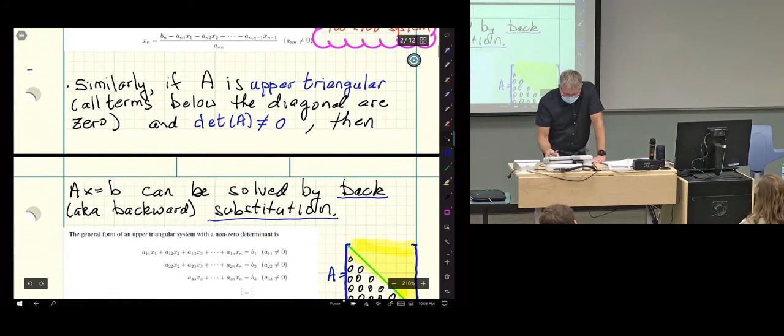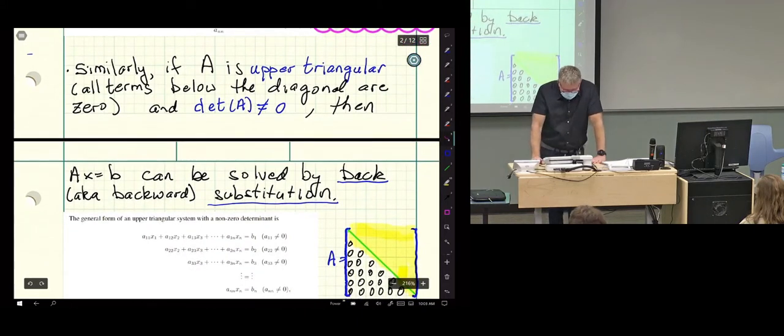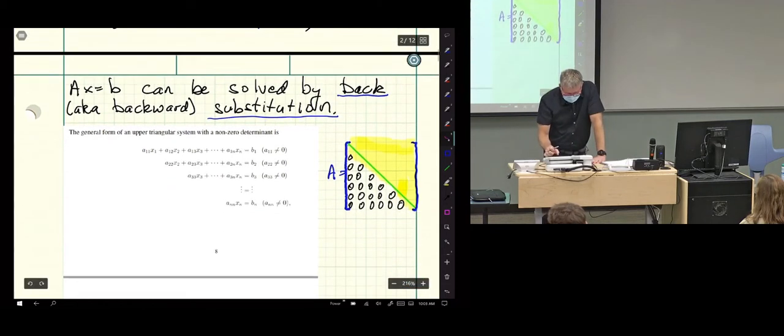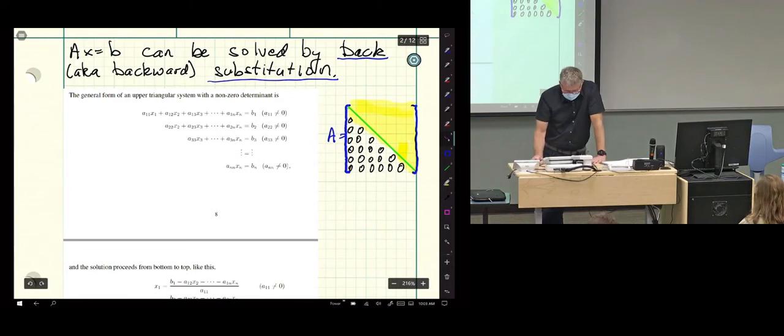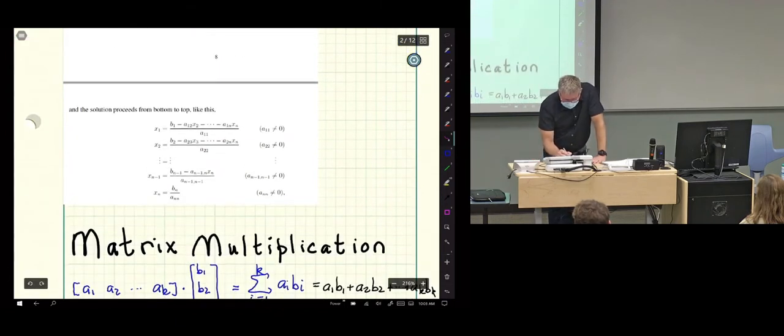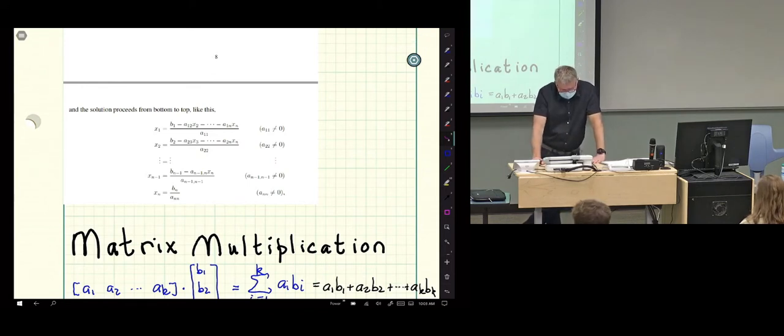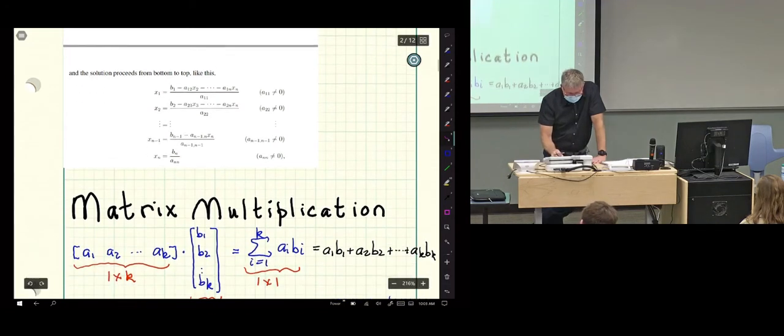Similarly, the opposite of lower triangular is upper triangular. And if we have upper triangular and the determinant not equal to 0, then we can use back substitution, also called backward substitution. The key thing is you start at the bottom and work your way up. So you go bottom to top. It's the exact same process, and the elements you're dividing by are the elements of the diagonal of A. So determinant not equal to 0 means there is not a 0 on the diagonal, and hence you'll never divide by 0, and everything works out.